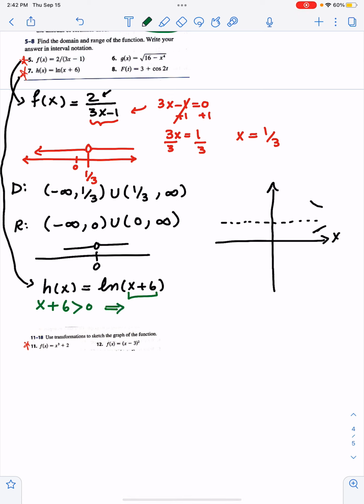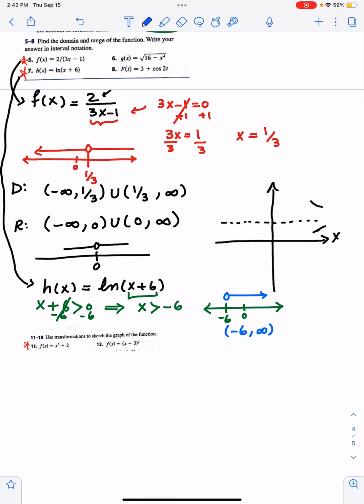So from here, you subtract 6 from both sides. X is greater than negative 6. So then we have 0, we have negative 6, and x greater than negative 6 would be this. Writing the interval notation, it is negative 6 all the way to positive infinity.